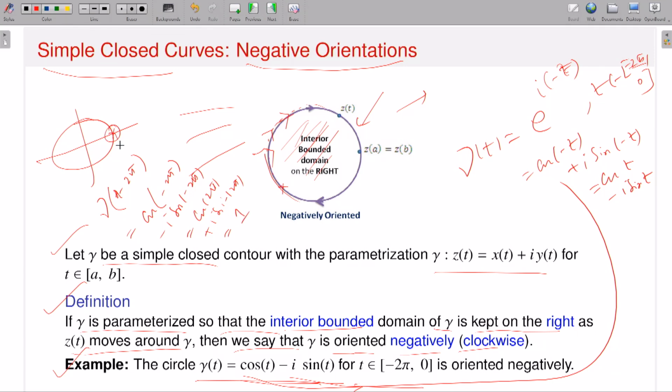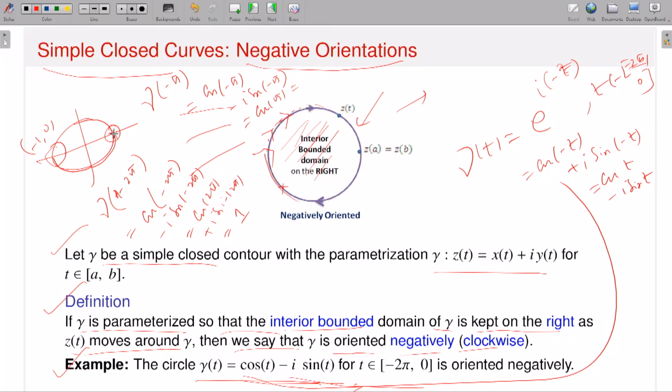Now I am starting from minus 2 pi and approaching 0. So I start from here and go there. Let me take the value at t equal to minus pi. Then the value should be cosine of minus pi minus i sine of minus pi, so this is cosine of pi and the sine part is 0. What is the value of cosine of pi? It should be minus 1. That means the point is here, minus 1.